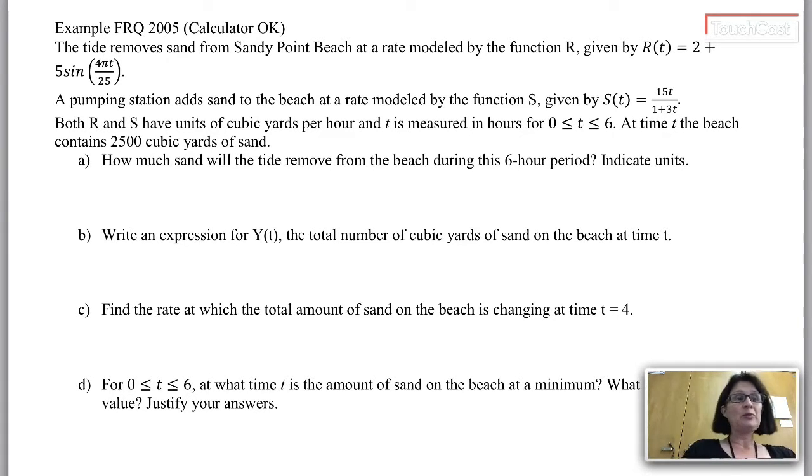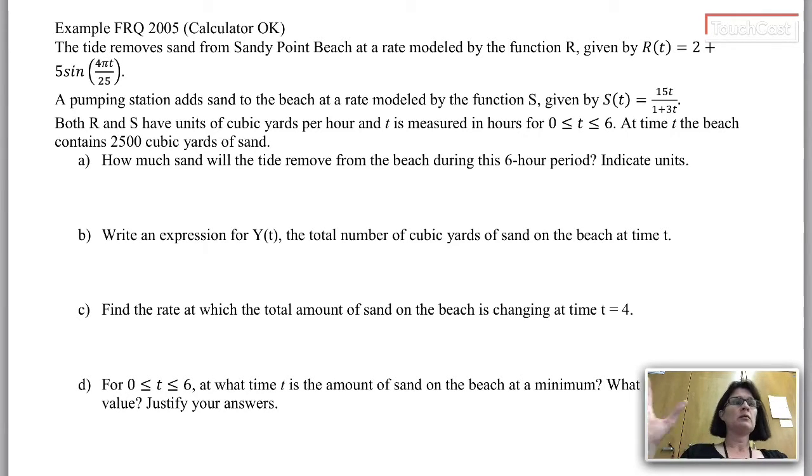This is a great problem from a released test. If you could do this problem, you're going to be in really great shape on the AP test. There's sort of 4 separate things going on, but they're all related to this idea of using an integral to describe net change. So watch here.